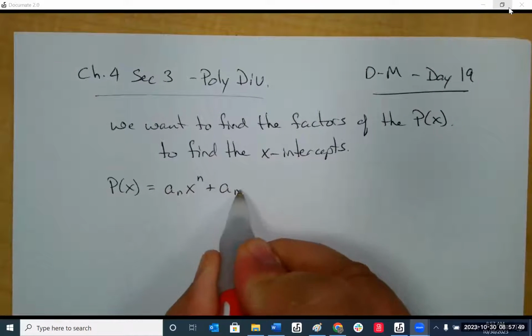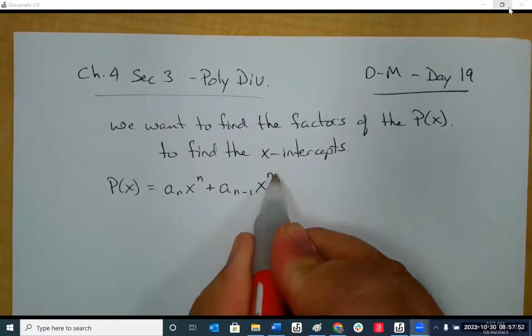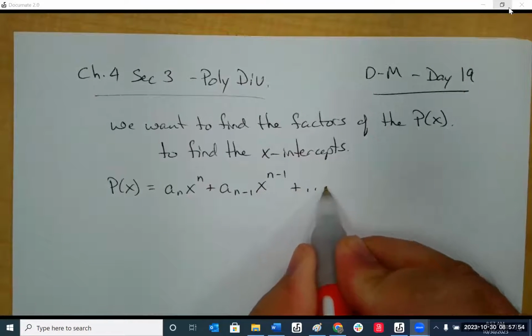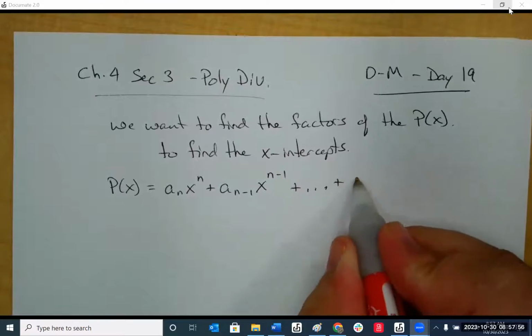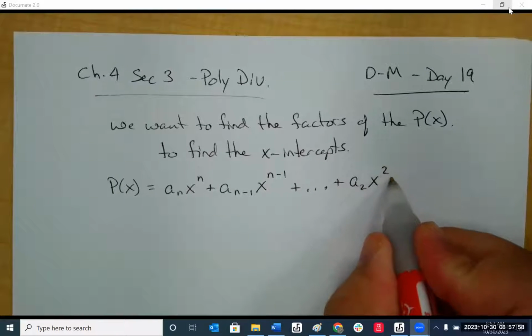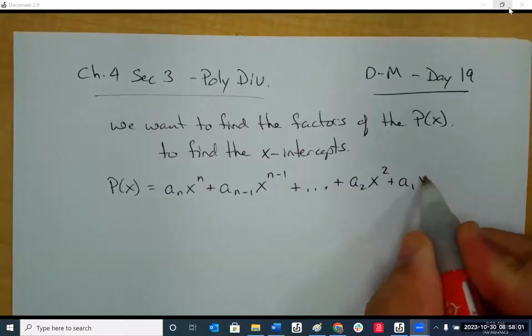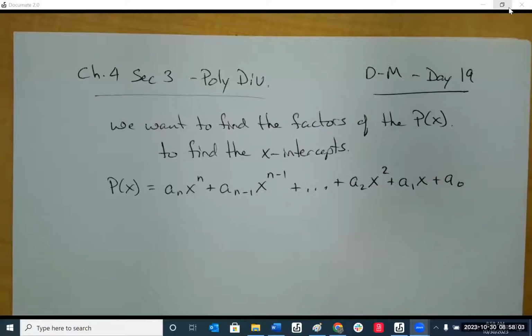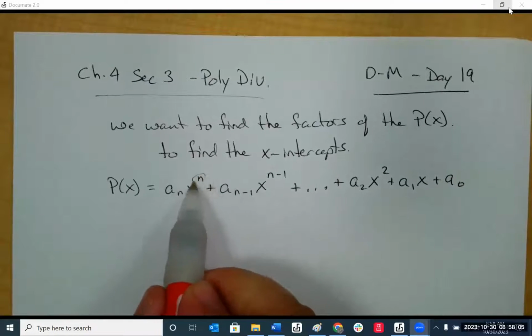From last time, remember, a polynomial of degree n looks like this. This is the degree.